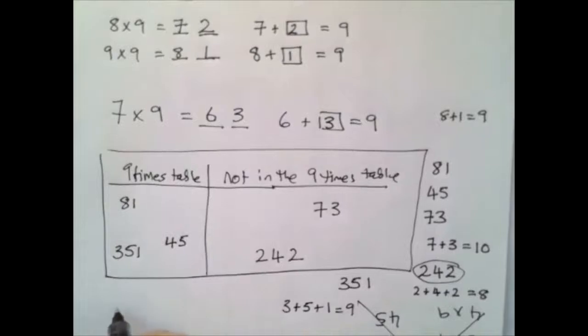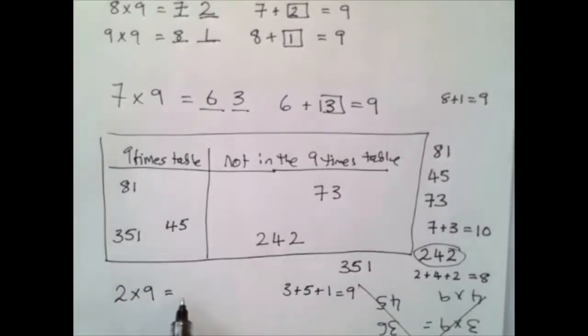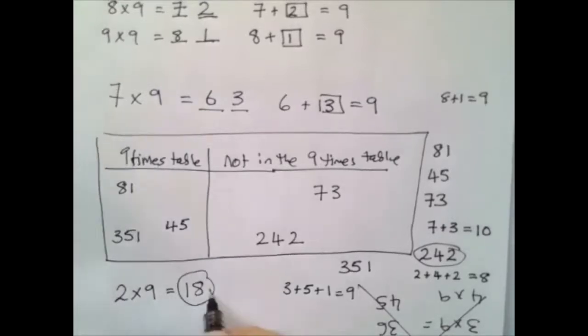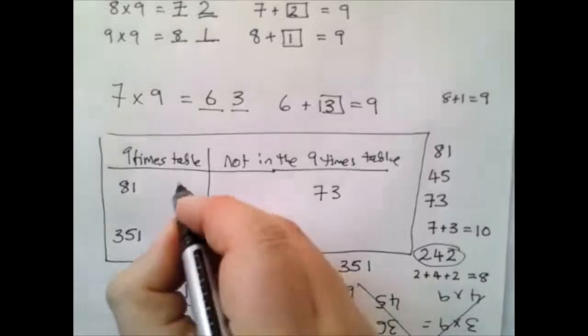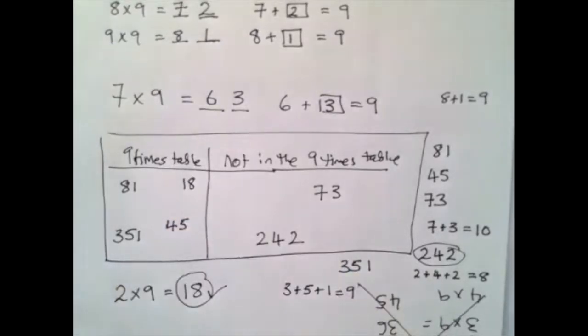So if you're trying to work out a number in your 9 times table, you can think, okay, so I think it's 18. Do those 2 digits add up to 9? 1 plus 8 or 8 plus 1? Yes, 8 plus 1 is 9. So this is a number in the 9 times table. And I'll just add it into this grid as well.